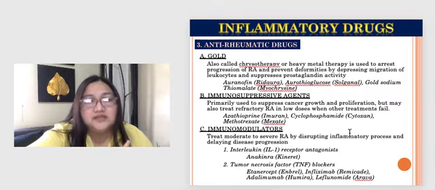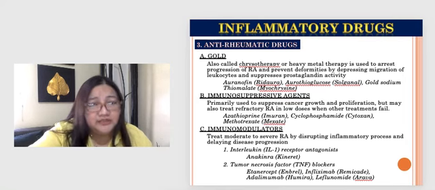Alright? Azathioprine, cyclophosphamide, and methotrexate are cancer drugs. But then again, in low doses, immunosuppressive agent siya. Only for refractory RA. Third are the immunomodulators. Okay sila for moderate to severe RA. They disrupt inflammatory process and they actually delay the disease progression.